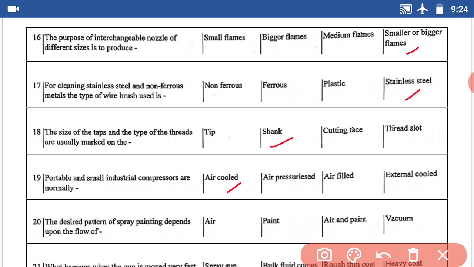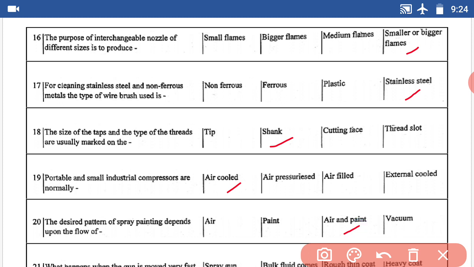Question number 20. The desired pattern of spray painting depends upon the flow of dash. This question's answer is option C, the correct answer: air and paint. Air and paint is the correct answer.